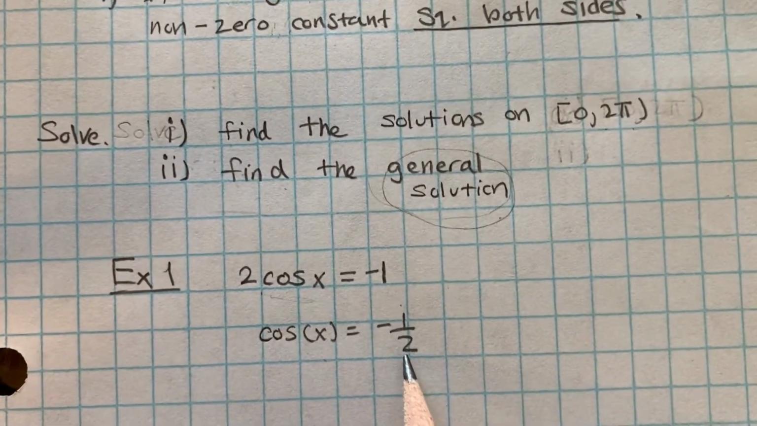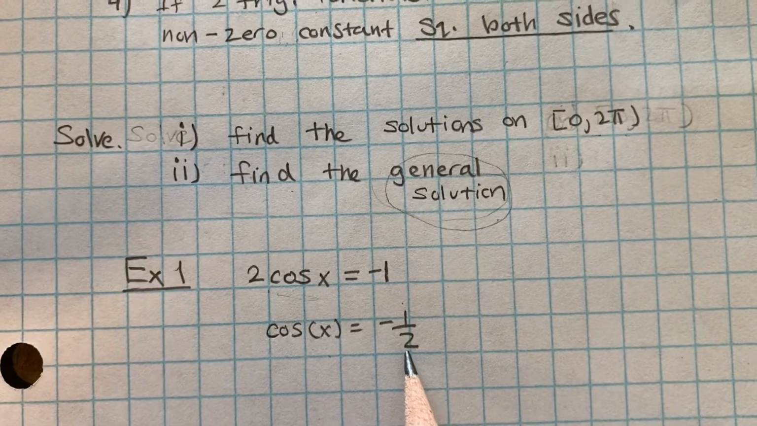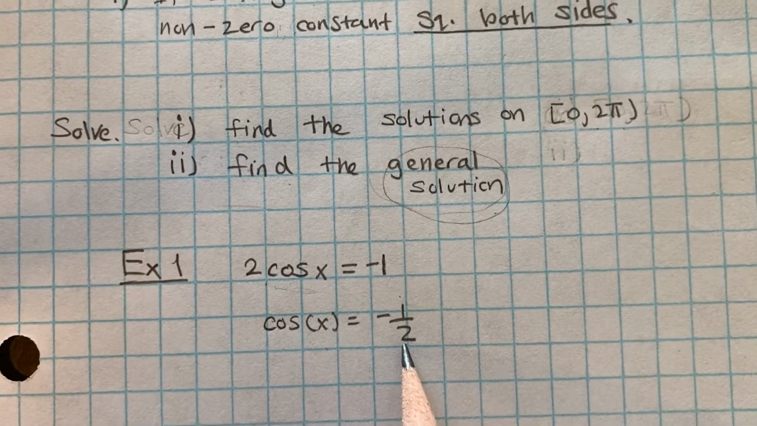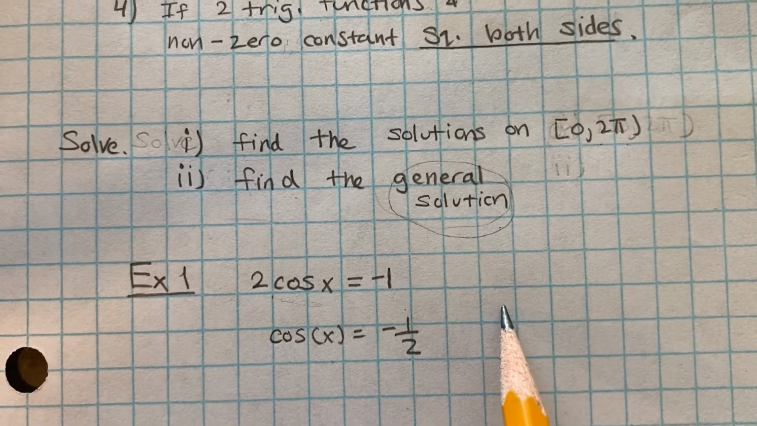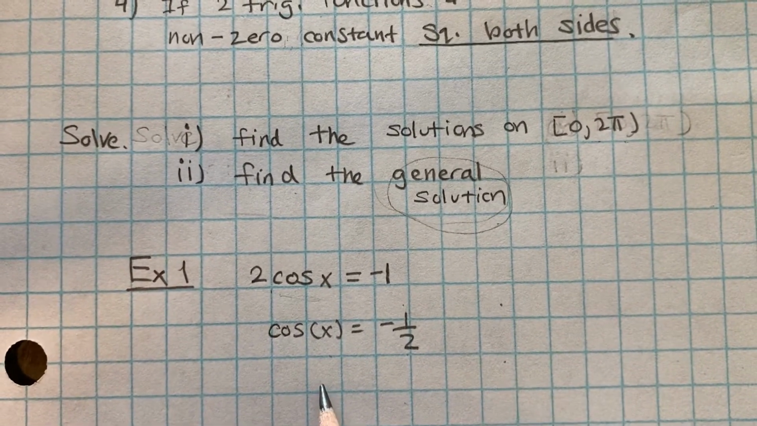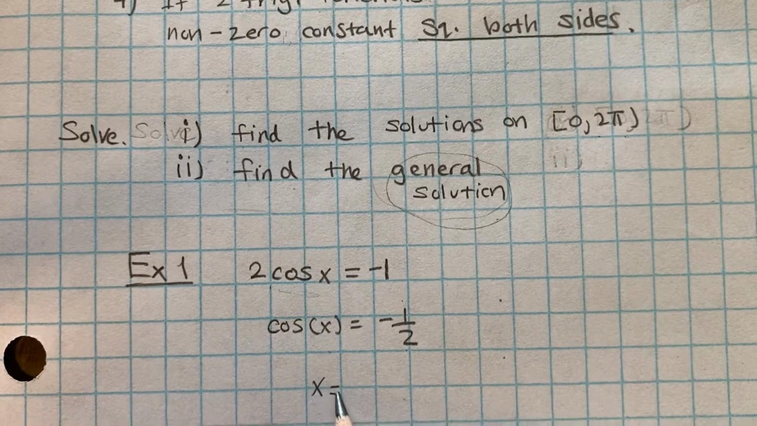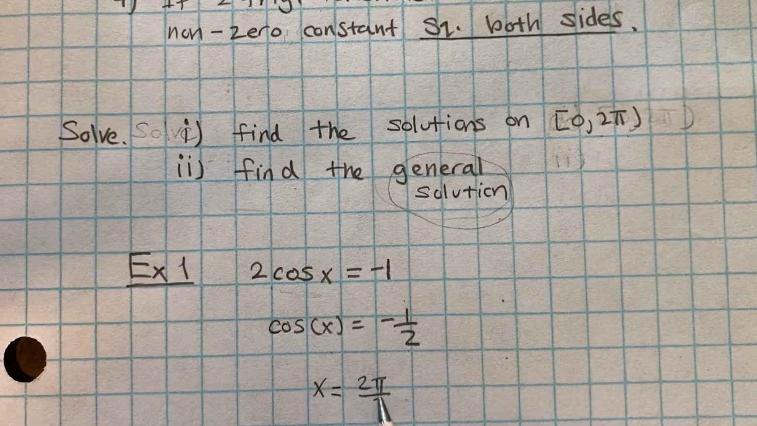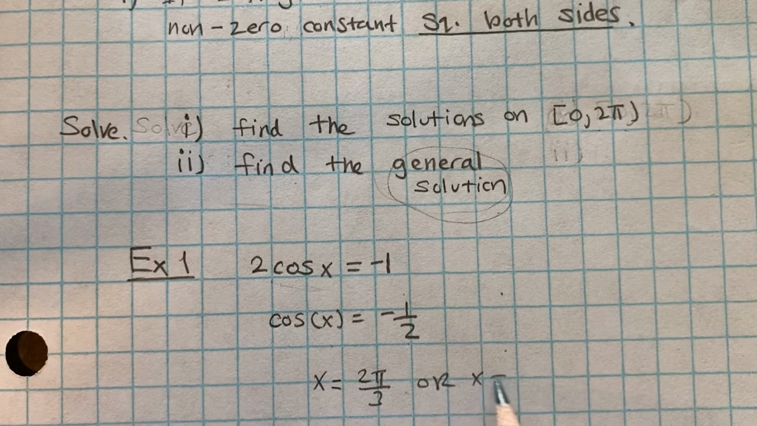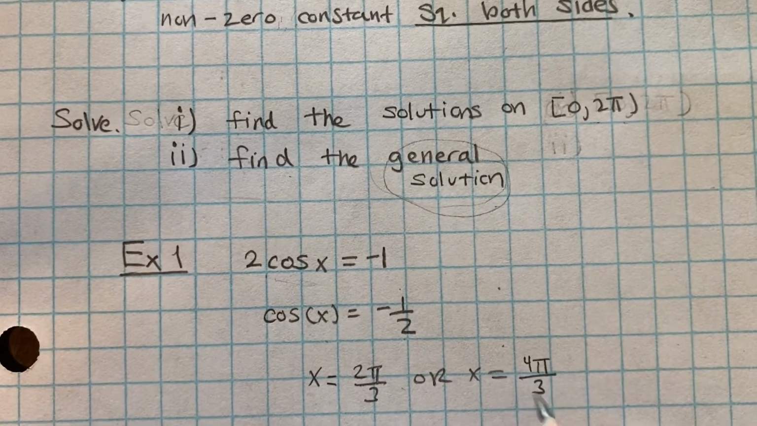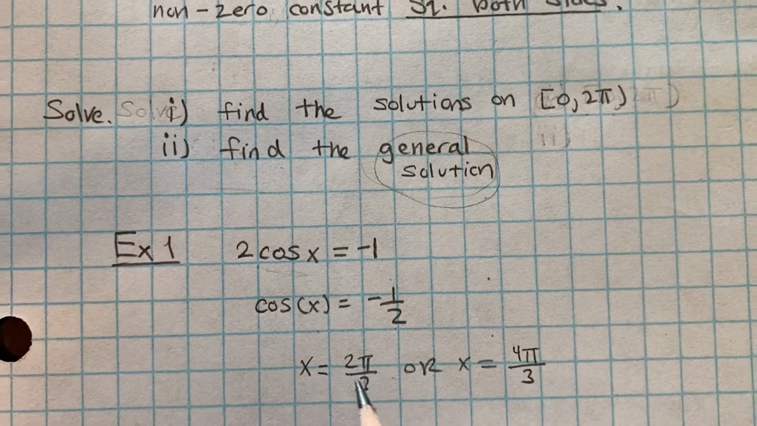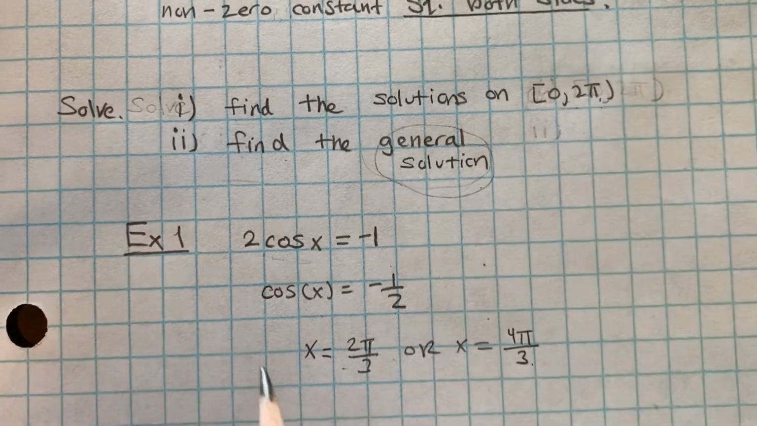Given the fact that this x value is on your unit circle, and cosine is negative in quadrants 2 and 3, if you memorize your unit circle, you're going to get x is equal to 2 pi over 3, or x is equal to 4 pi over 3 in quadrant number 3. So this would be the solutions on the interval from 0 to 2 pi.